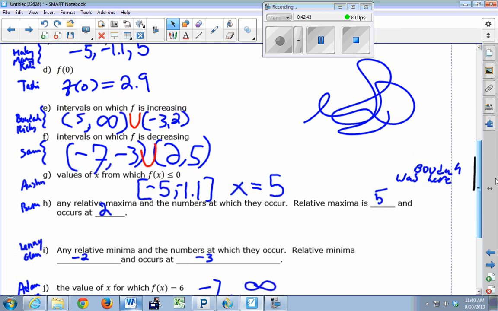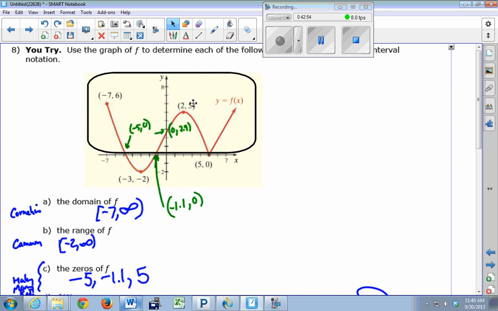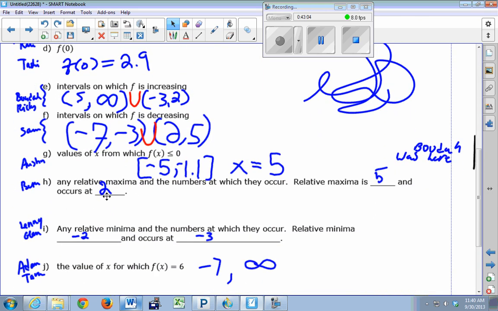And then finally, these are the points I want to make. Any relative maxima and the numbers at which they occur. The relative maxima on this graph is 5. That is the relative maxima. It's always your output value, 5. It occurs at 2.